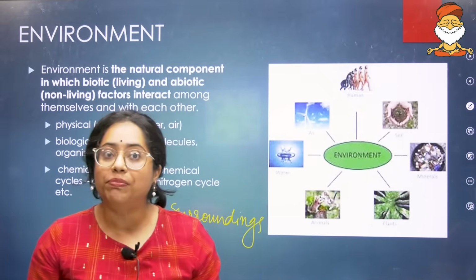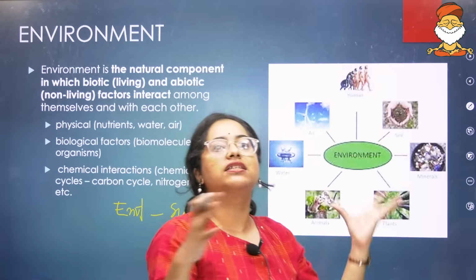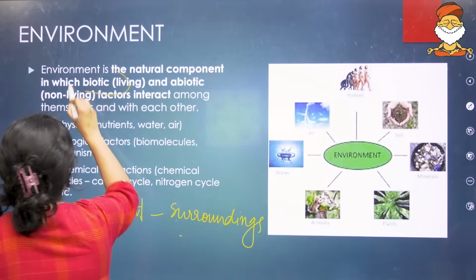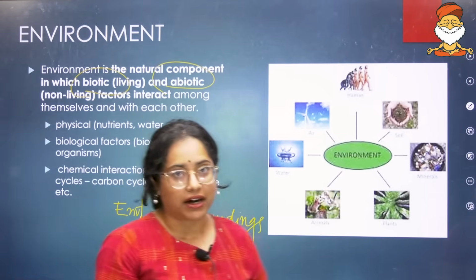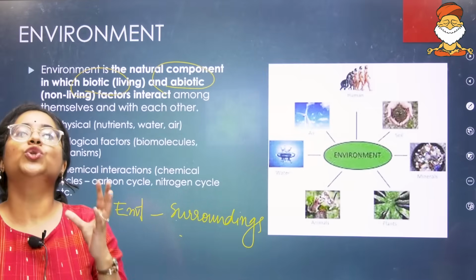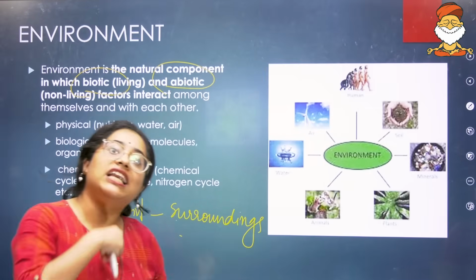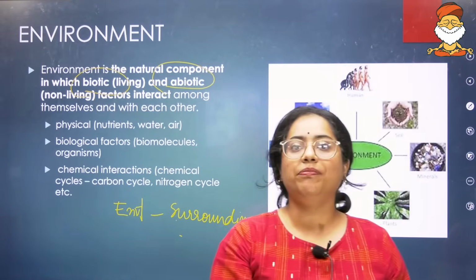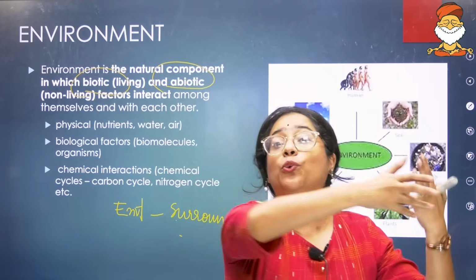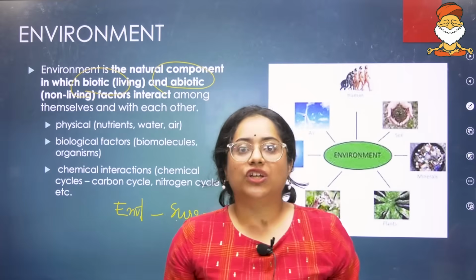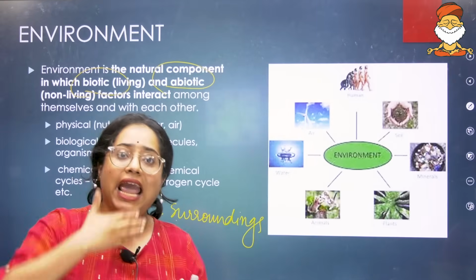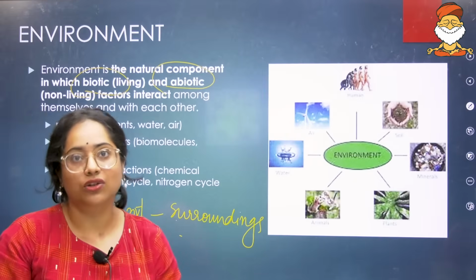Environment is the component in which you have different factors acting together. What are these factors? You have biotic factors and you have abiotic factors. Biotic primarily means living factors and abiotic is non-living factors. What exactly is living factors? Living factors would mean any of your organisms that are there. The bacteria, the fungi, the protozoa, the other human beings, the animals, plants, all of these are your biotic components. And then abiotic would be your light, air, water, all of these other components.